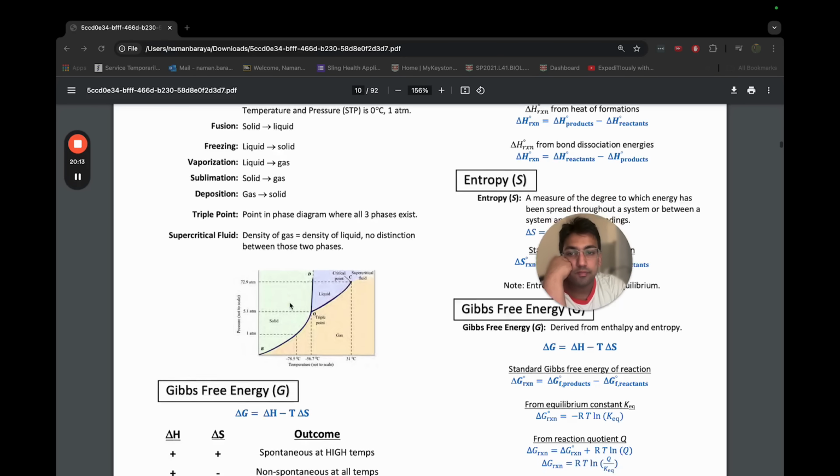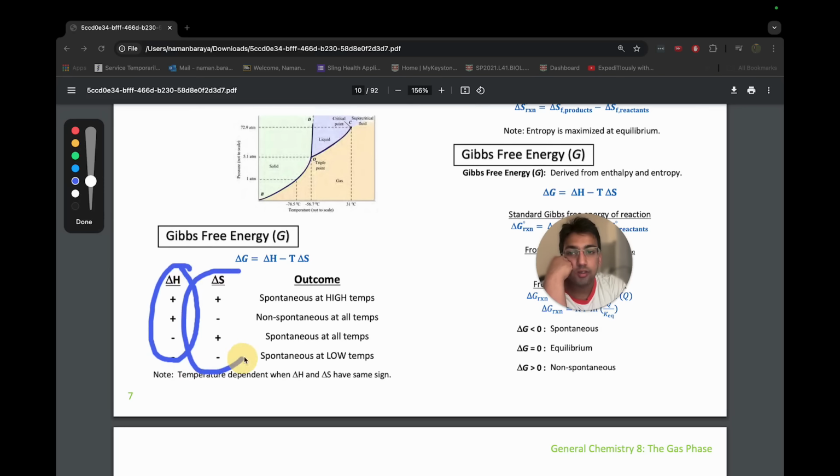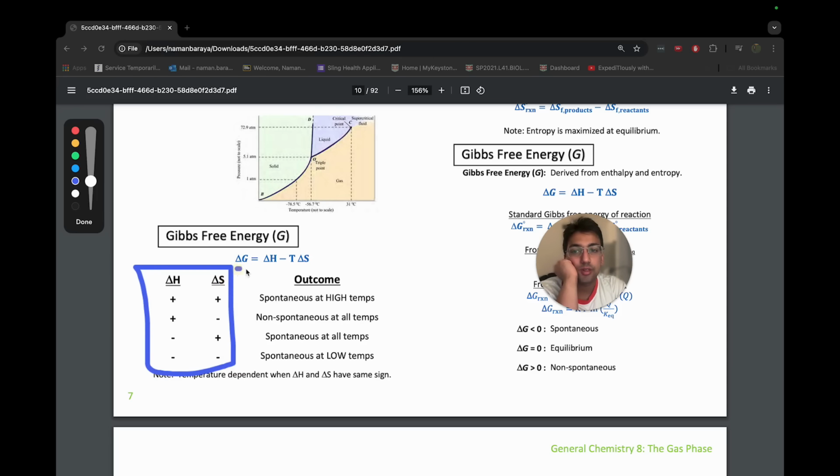All right, now we have Gibbs free energy, and this is what I was talking about before. So we have the enthalpy and the entropy, and those are what determine Gibbs free energy. So just remember that this is the equation, and they might give you these values, and you'll have to figure out, oh, is Gibbs free energy negative or positive? And it's important to know that reactions that have negative Gibbs free energy are spontaneous. This is kind of a chart to help you out with this equation.